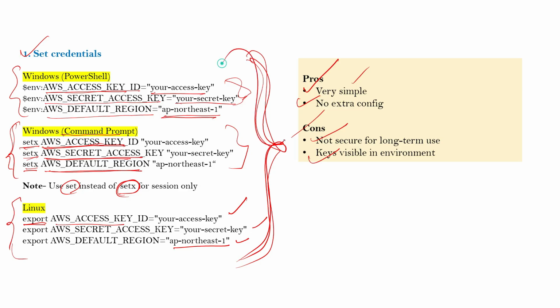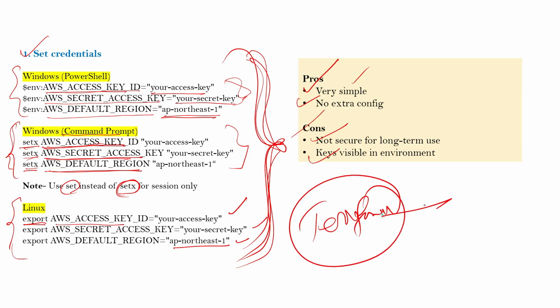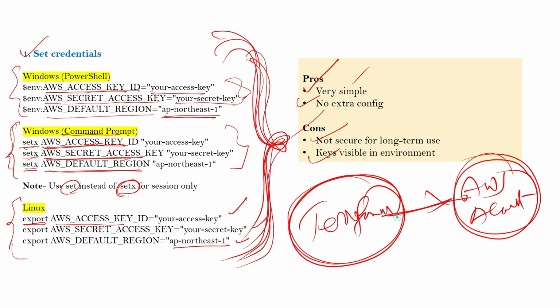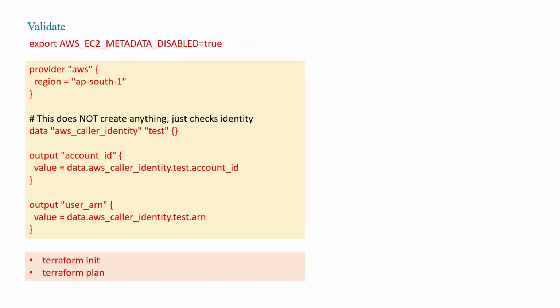So once this setup is in place, we need to ensure that your Terraform is able to connect to your AWS account, right? What we are doing here is setting up the authentication and authorization between your Terraform and your AWS account. Once these environment variables are in place, your Terraform should be able to connect to your AWS account to create the resources. So we'll validate it.